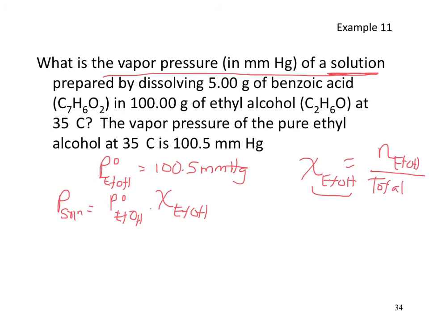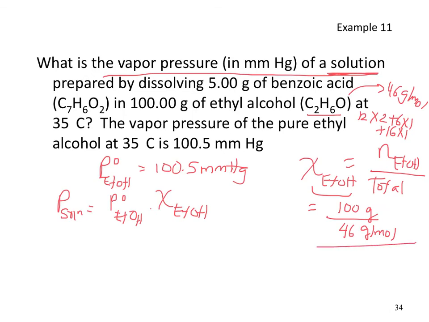So we have 100 grams, and ethanol is C2H6O, so I'm going to use 12 for carbon, 1 for hydrogen, and 16 for oxygen. So that will be 24 plus 6, 30, plus 16 is 46 grams per mole, the molecular mass of ethanol. And we divide that by the total number of moles.